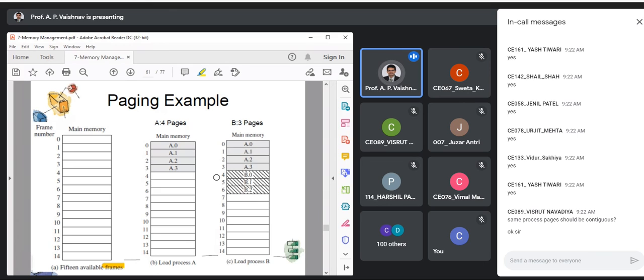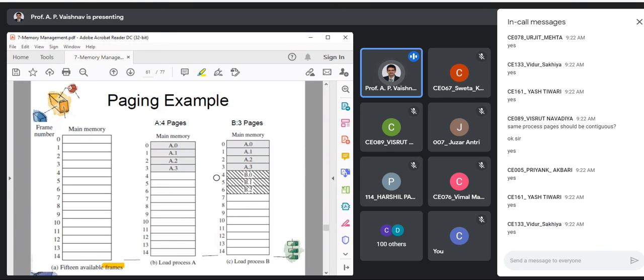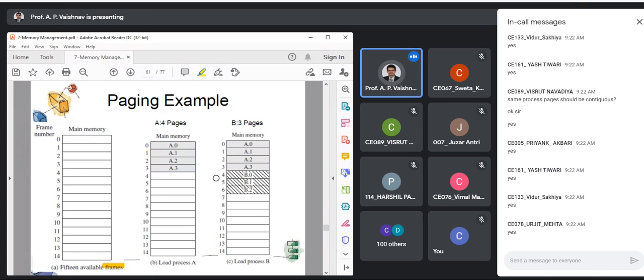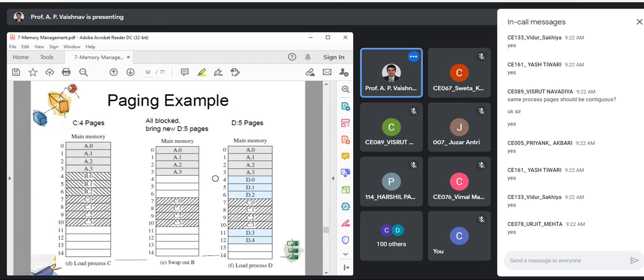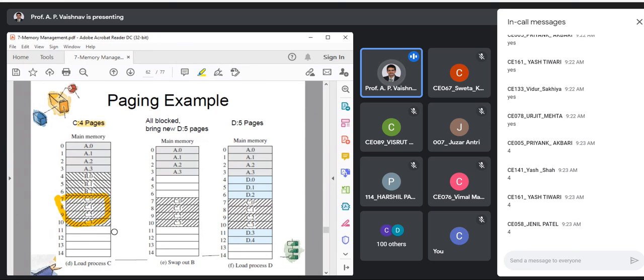Are you clear with the third part, third image? Again, I'm using the reverse approach. We are looking at the example first, then I'll go with the theory, so that you can map it out. Process C requires 4 pages, so it is loaded over here, C0 to C3. Still we are having how many free frames? 4 free frames.